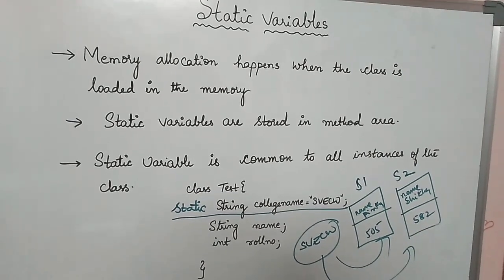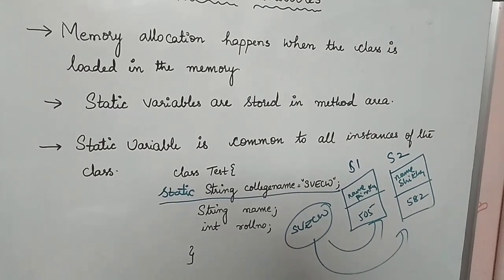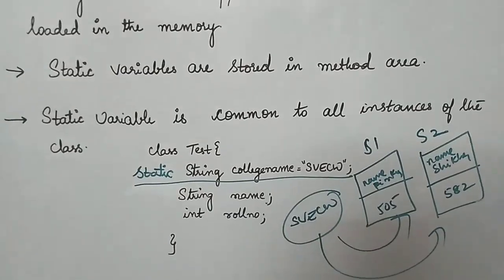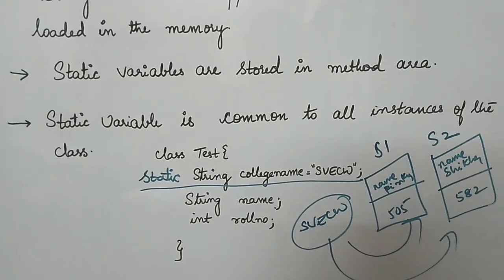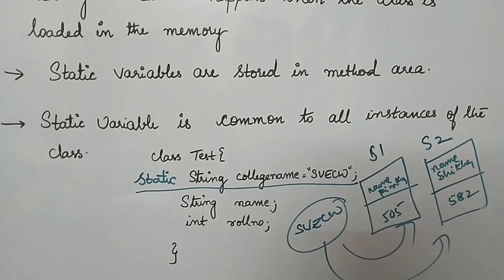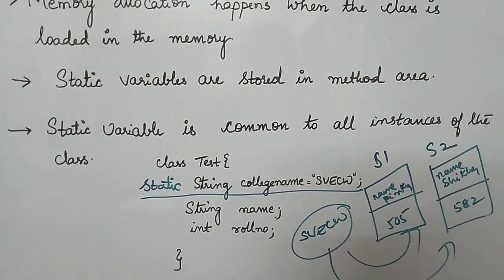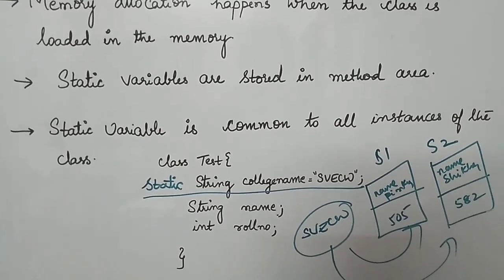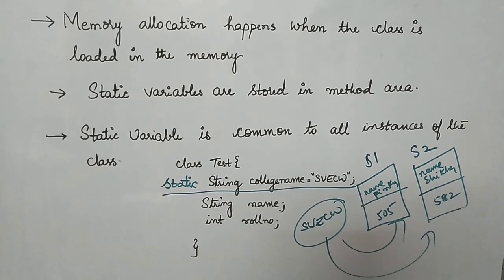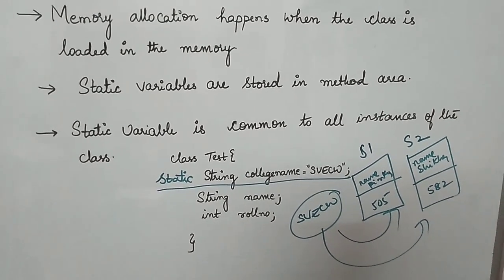So here, string name and int roll number are the instance variables, and string college name is the static variable. There will be only a single copy of the static variable, and this copy will be shared among the objects or the instances of the class. That's the reason static variables are also called class level variables. We can also say that instance variables declared globally are called static variables.